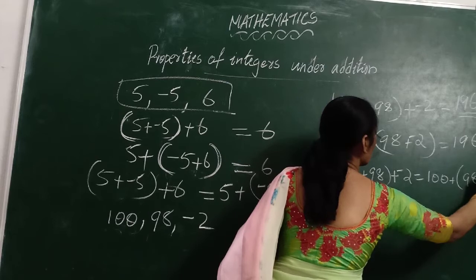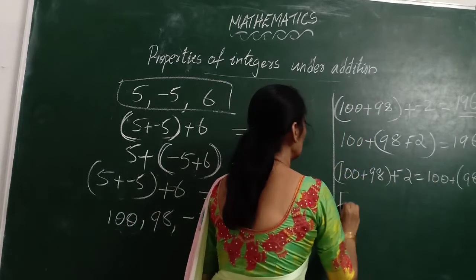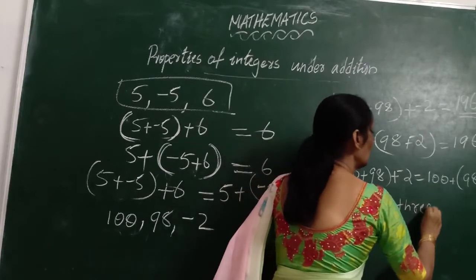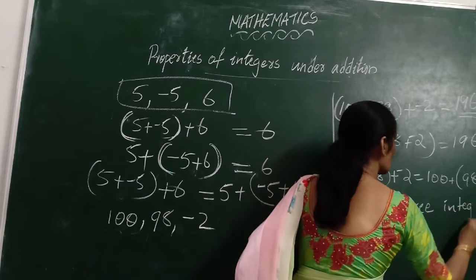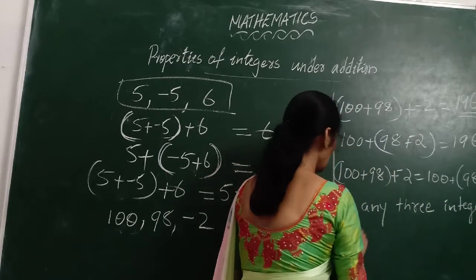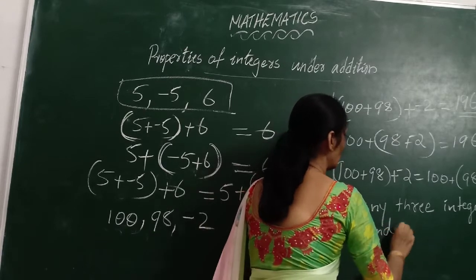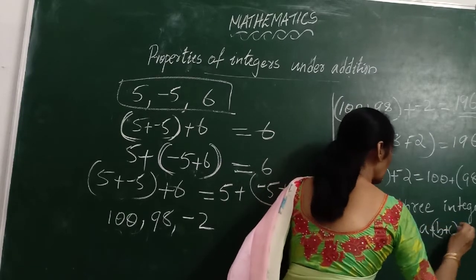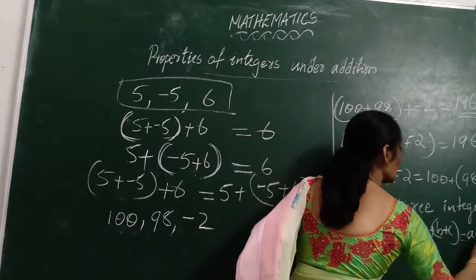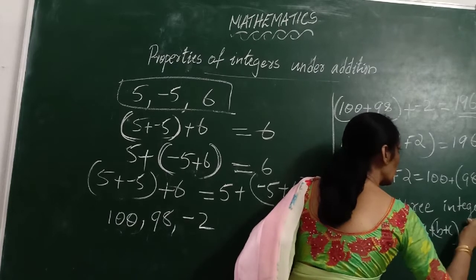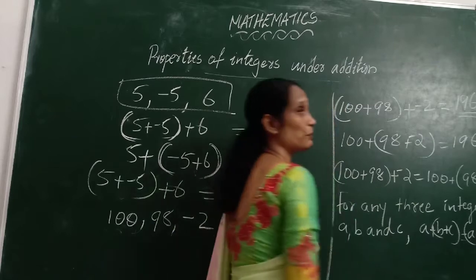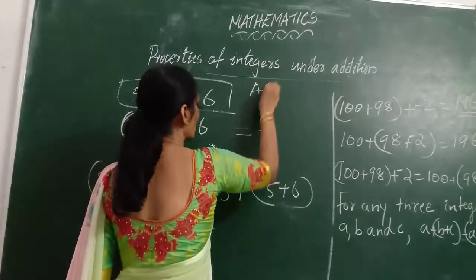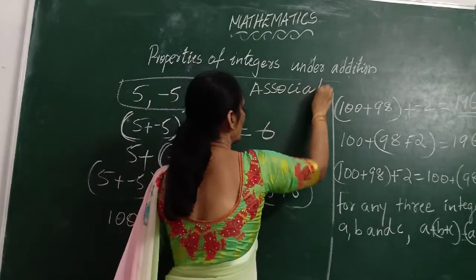Okay, what does this say then? For any 3 integers, any 3 integers A, B and C, A plus B plus C, where A and B are in bracket, is equal to A plus B plus C, where B and C are in bracket. Do you know what property this is? This is associative property under addition. What is this property? Associative property.